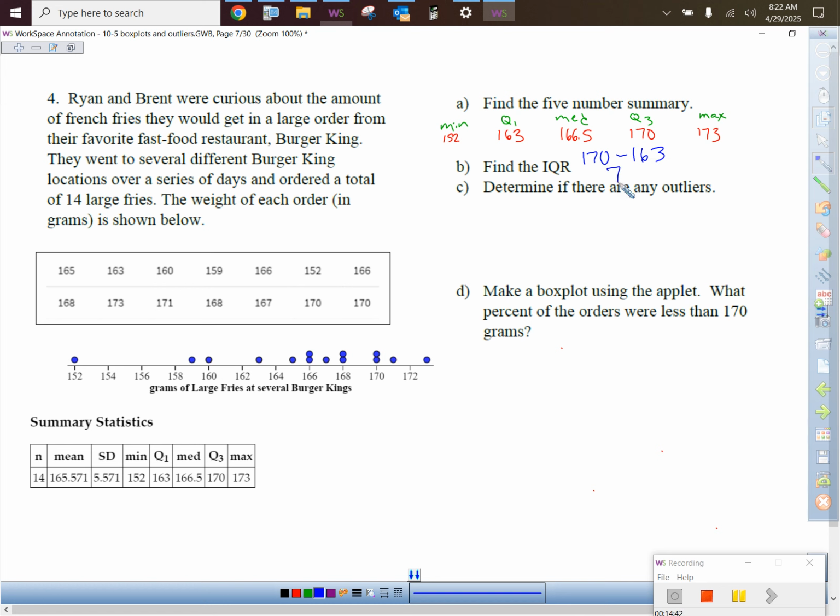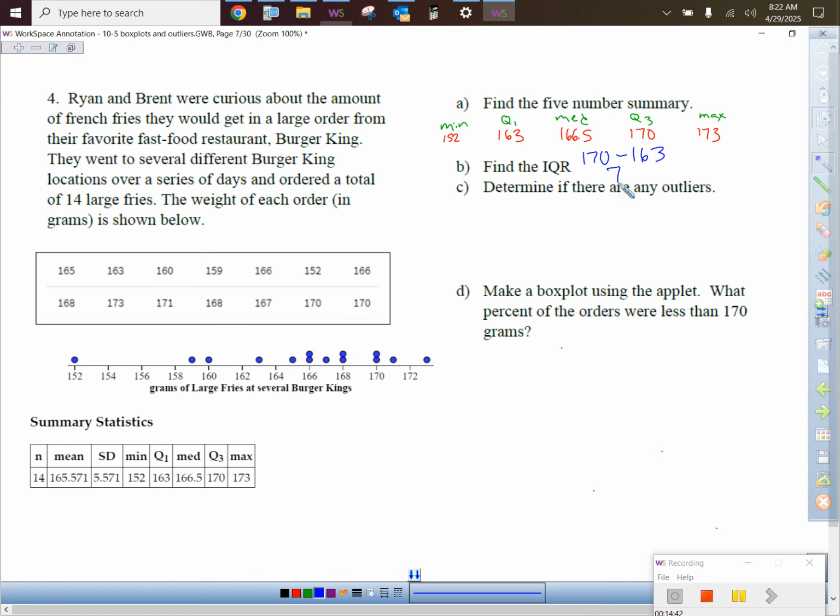Let's determine if there are any outliers. Well, first, let's just look at the dot plot and guess. Do you feel that we have any outliers? Which one looks like an outlier? 152, but we don't know that for sure, right? But it is very possible. So they'll have lots of questions on homework like this.